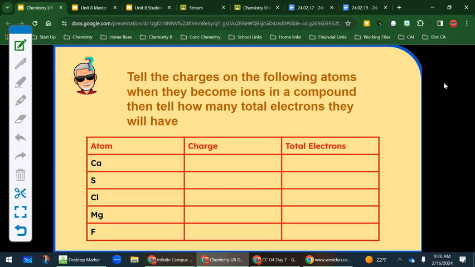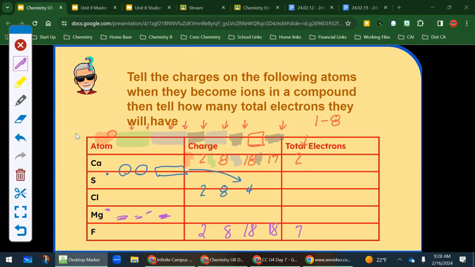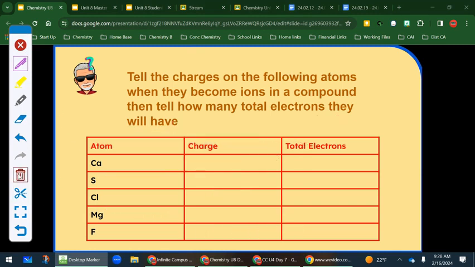Okay, so let's go through this then. All right, let's begin with this, ladies and gentlemen. What's the charge on calcium? Calcium is a +2. What's the charge on sulfur? -2. What is the charge on chlorine? What is the charge on magnesium? And what is the charge on fluorine? -1.